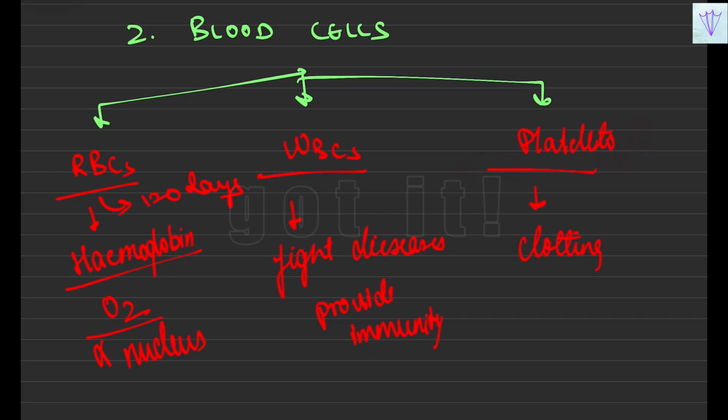Platelets will reduce when you're infected or affected by some viral infections like dengue. So platelets are very important to be present in your body, and they aid in clotting.